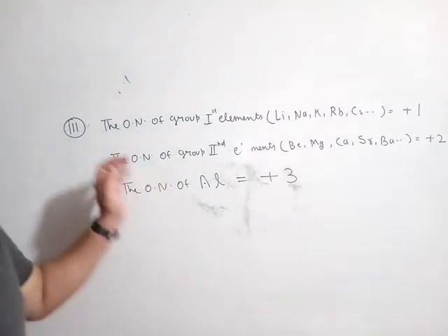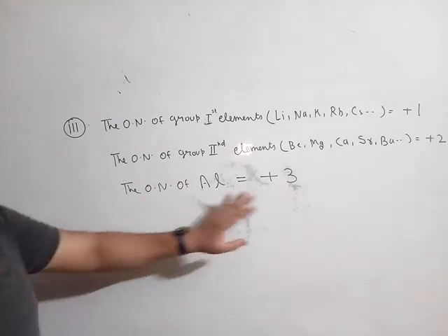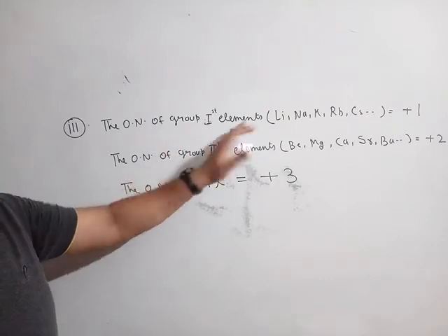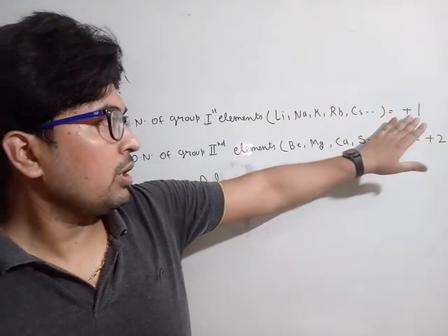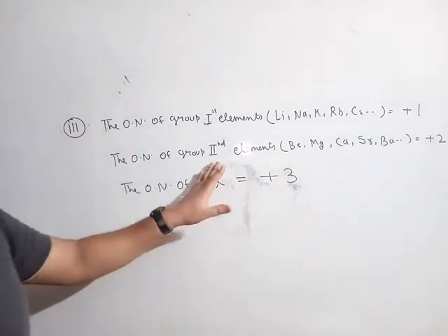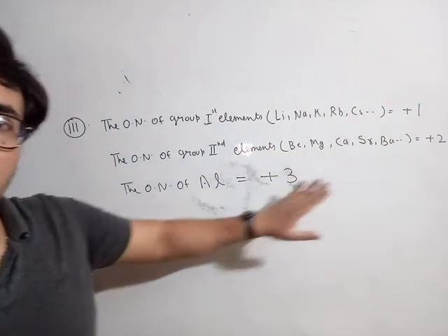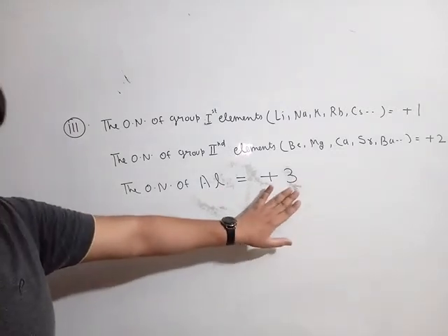Now we are seeing which oxidation number values are fixed, so we are taking them in the rules. The oxidation number of group 1 elements, lithium, sodium, potassium, rubidium and cesium, will be equal to +1. Second group elements will have oxidation number +2, and the oxidation number of aluminum will always be +3.